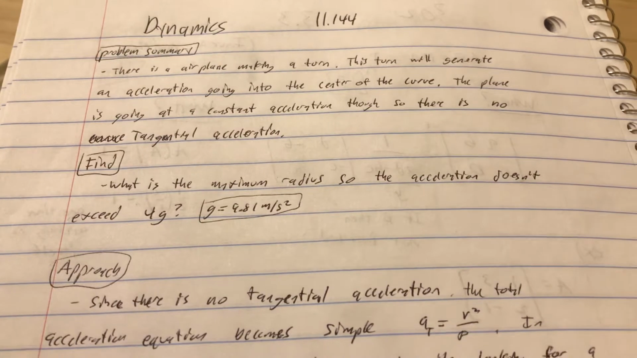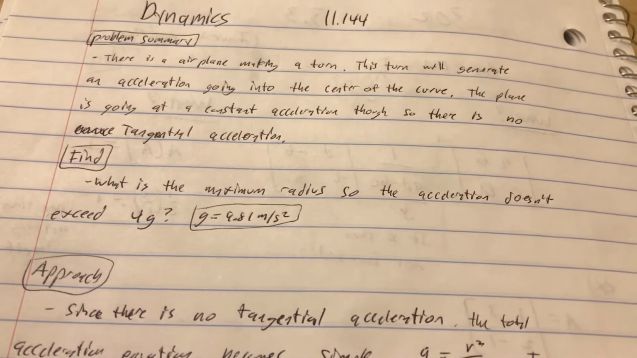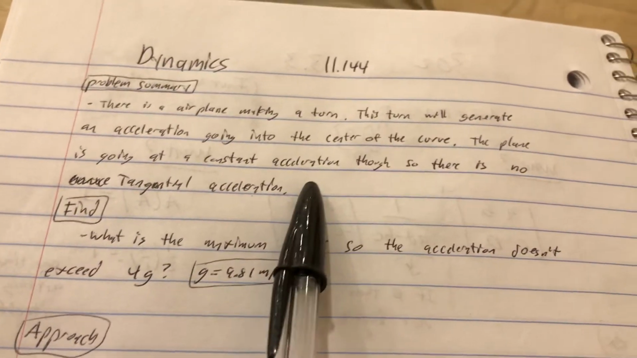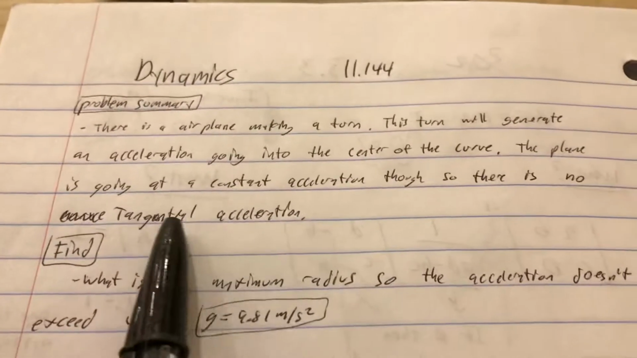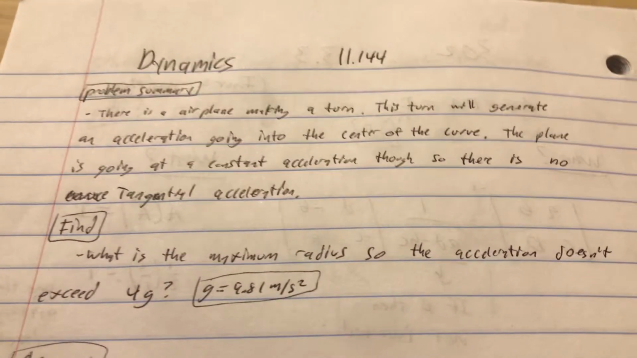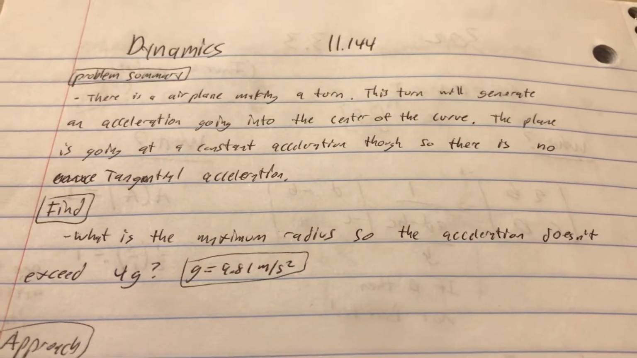This is an example problem of normal acceleration and tangential acceleration. Unfortunately, I just picked a random problem and it ended up having no tangential acceleration, but it'll be a good problem anyway. So the problem states that there's a plane that's designed to not handle any more than 4 g's of acceleration.